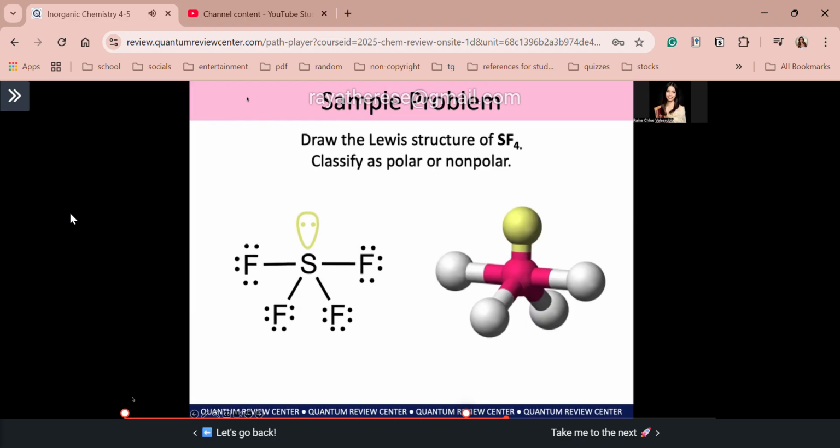Now what can we say about its molecular geometry? It has 4 bond pairs and 1 lone pair. So AX4E1. So ang molecular geometry niya ay, ano kaya guys? Tama, seesaw. What about electron pair geometry? Ano kaya guys? Tama, trigonal bipyramidal. Dahil it has 1, 2, 3, 4, 5 electron pairs. Okay? Now, let's find the polarity of SF4.